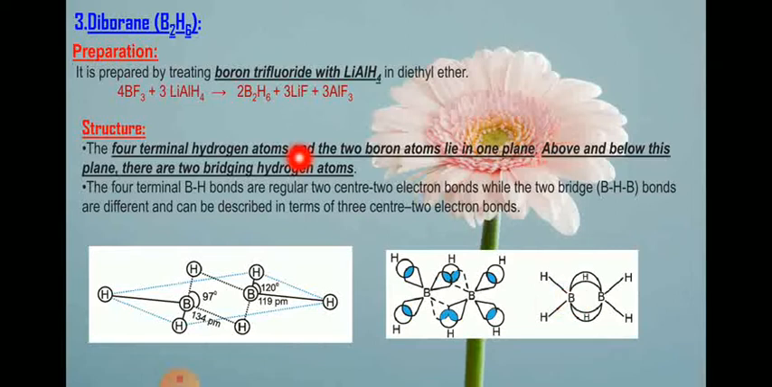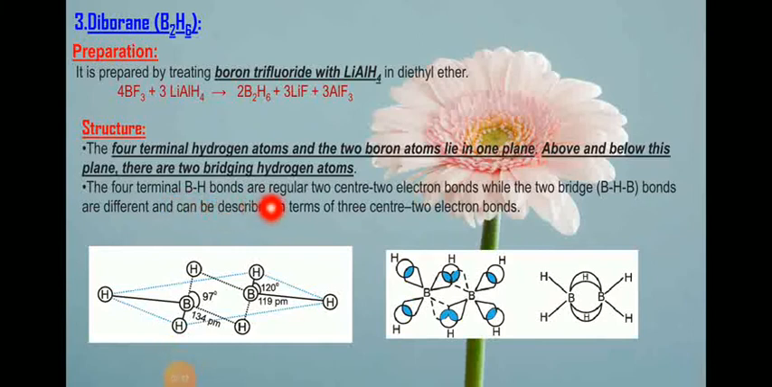One more hydrogen is here. So these 2 hydrogen atoms are bridging hydrogen atoms, and the 4 terminal hydrogen atoms are in one plane, whereas these 2 bridging hydrogen atoms are in another plane. It's a non-planar structure.